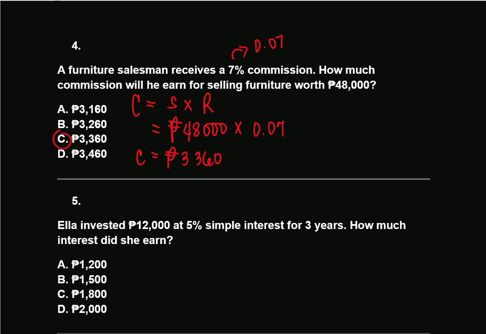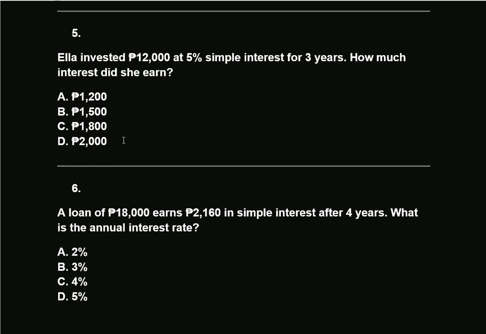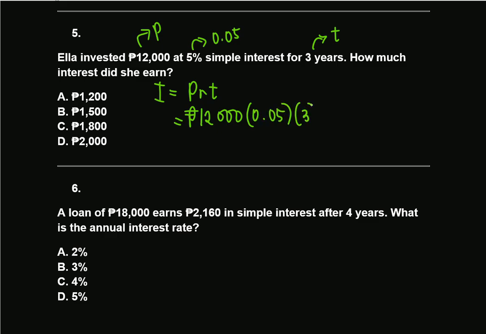Okay, and then number 5. Ella invested 12,000 at 5% simple interest for 3 years. How much interest did she earn? Okay, so this time they are asking for the interest. So again, for our interest, we have principal times rate times time. So the rate, 5%, that is 0.05. 3 years, that will be time. And 12,000 is our principal. So we got 12,000 times 0.05 times 3. So that is 1,800.